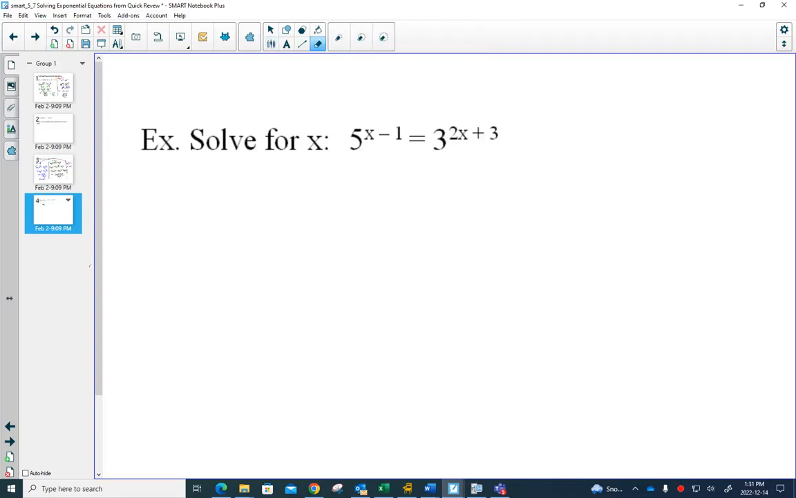Now, I'm going to use the natural log this time. This doesn't matter, log or natural log. Okay? We've got x and exponents. I'm going to take the natural log of both sides.